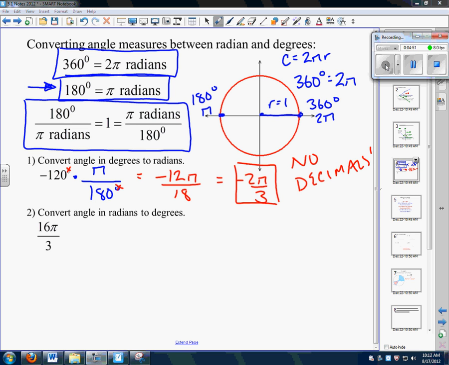Okay? Now, what if we have something in 16 pi over 3? Clearly it's in radians because we don't see a degree sign. We want to turn it into degrees, so you want the 180 degrees up top. That means you want the pi on the bottom. Pi's will cancel. 3 goes into 18 6 times and add a 0.